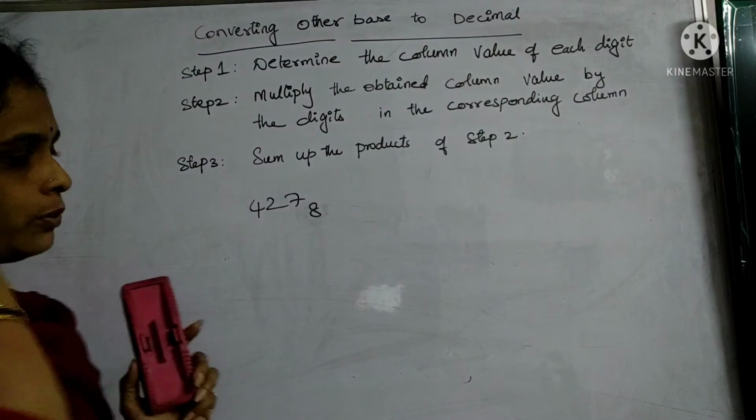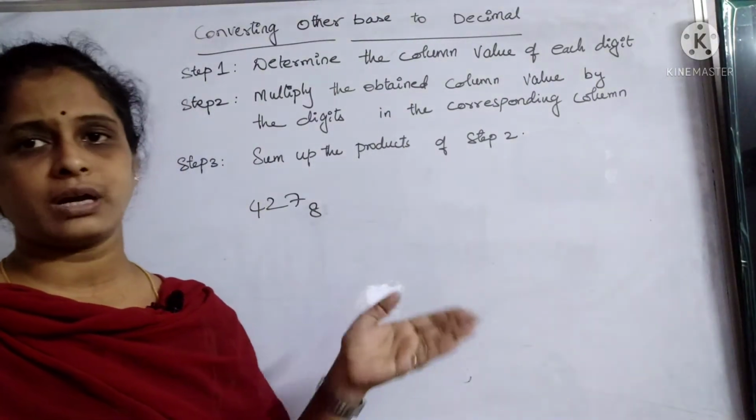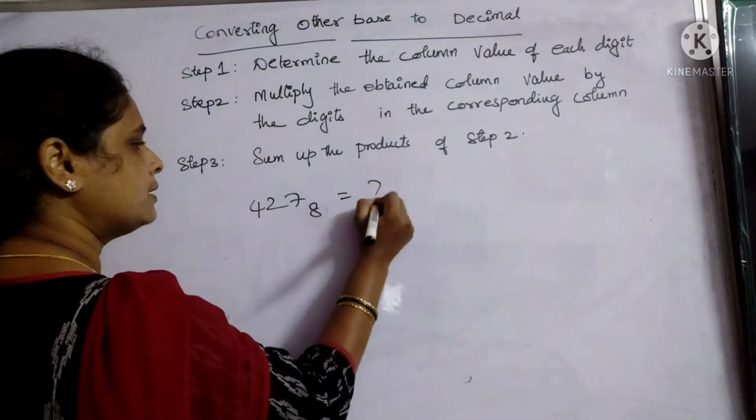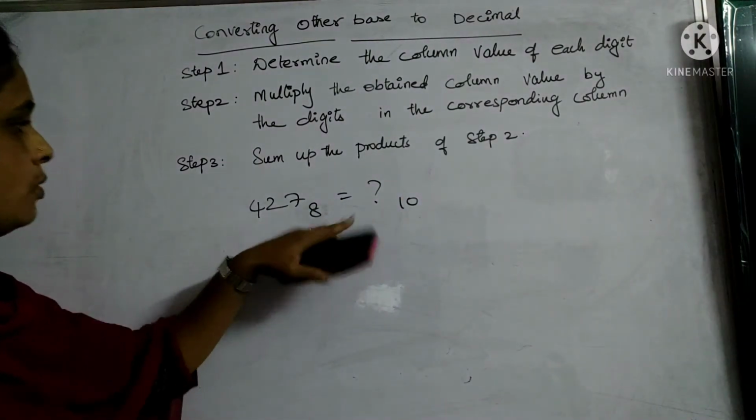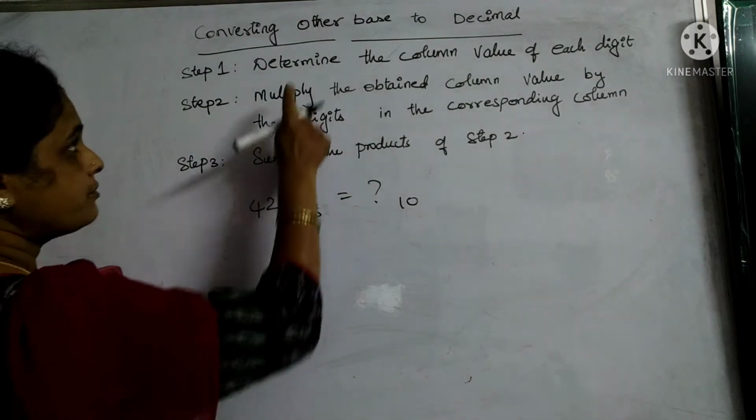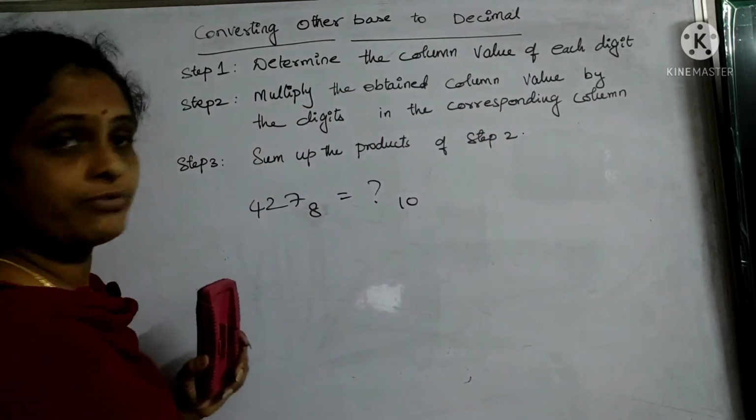I have some number 427 base 8. Now I wanted to convert that one into the decimal number system. I wanted to find out how much it is equivalent to. So what do we do? Obviously, I first determine the column value of each digit.